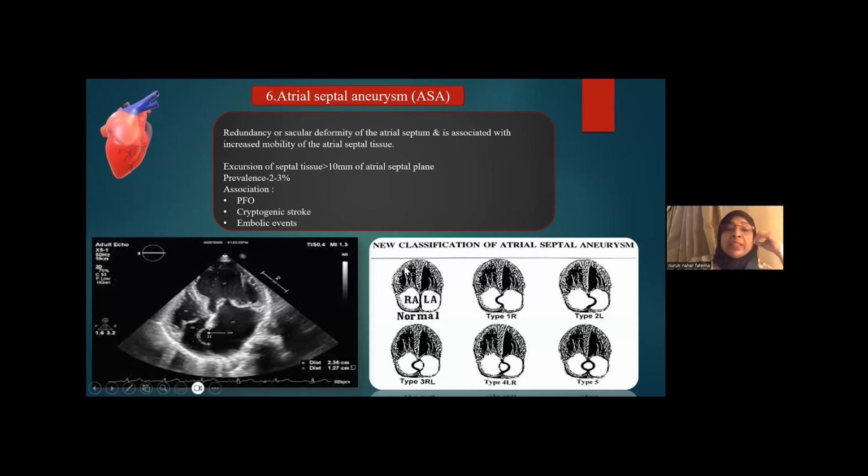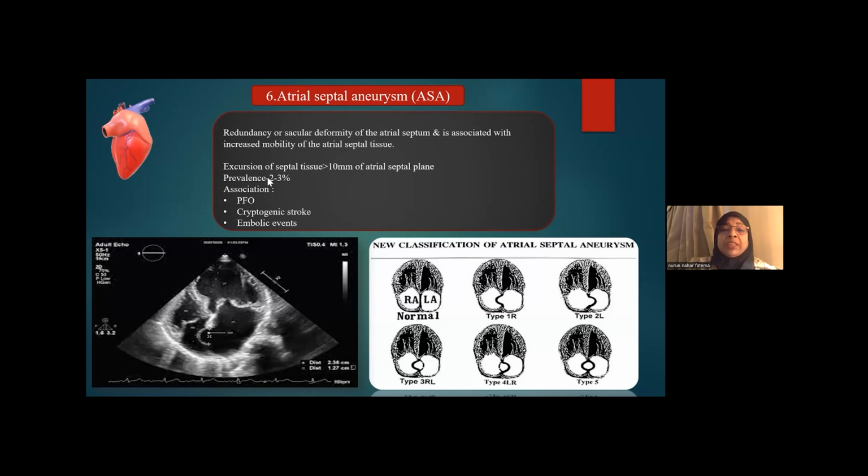So now we are talking about another type. So far we have discussed the septum primum, septum secundum, then ostium primum, and now it is another kind of defect which is atrial septal aneurysm. Redundancy or saccular deformity of the atrial septum, associated with increased mobility of the atrial septal tissue.